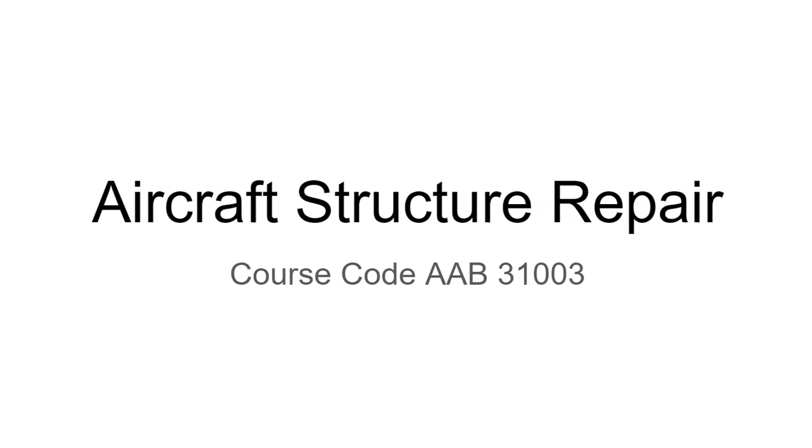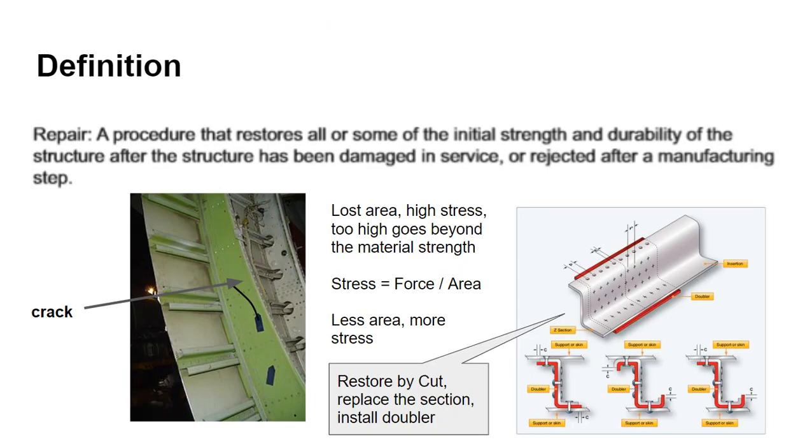This is the first lecture of aircraft structure repair, course code AAB 31003. So let's define what is repair. Repair is defined by a procedure that restores all or some of the initial strength and durability of the structure after the structure has been damaged in service or rejected after manufacturing step. So this definition is accepted by all the OEMs and also the aviation authorities around the world.